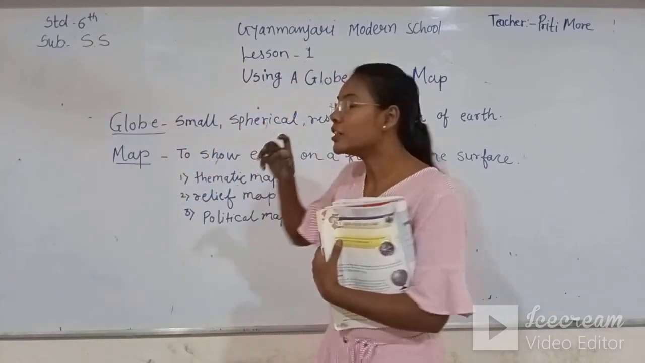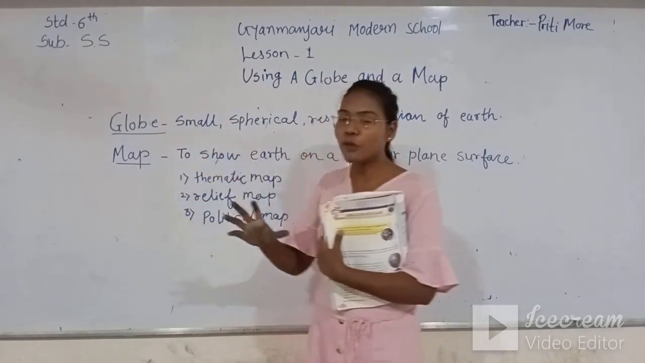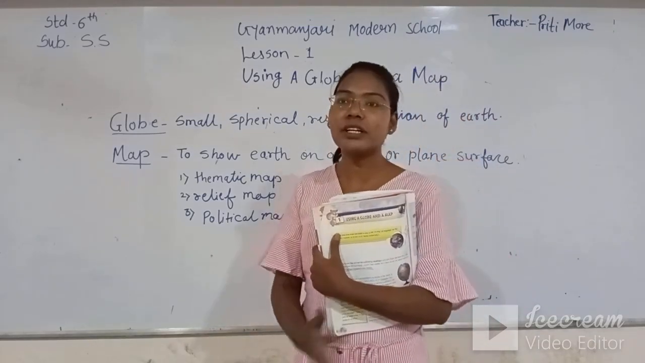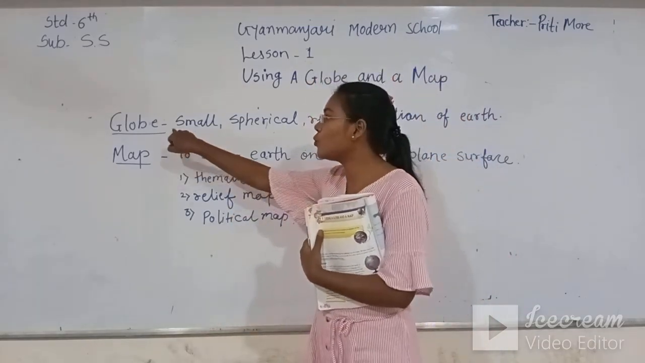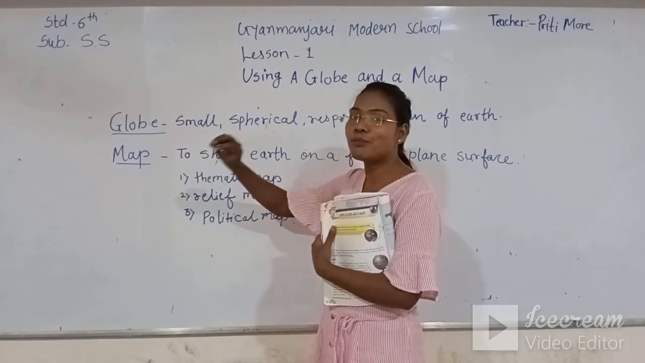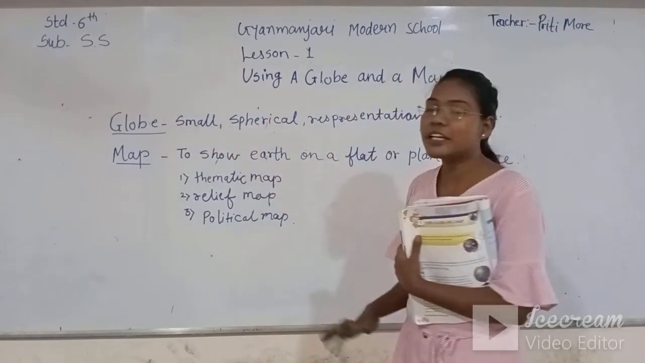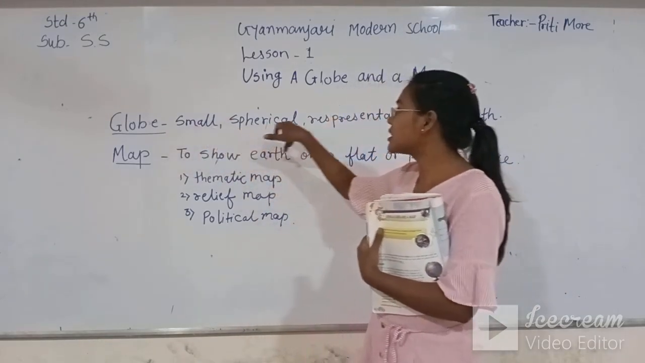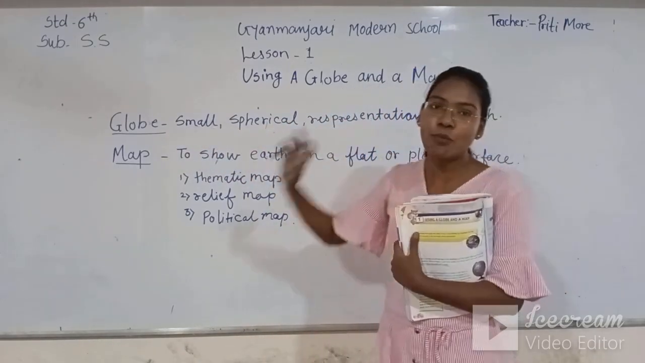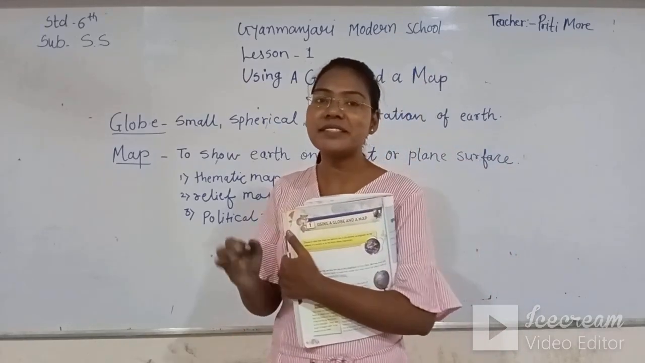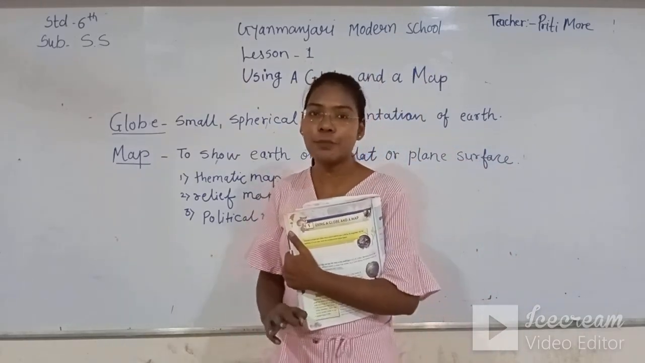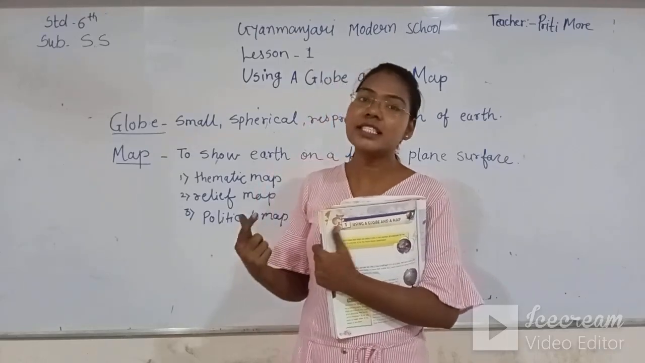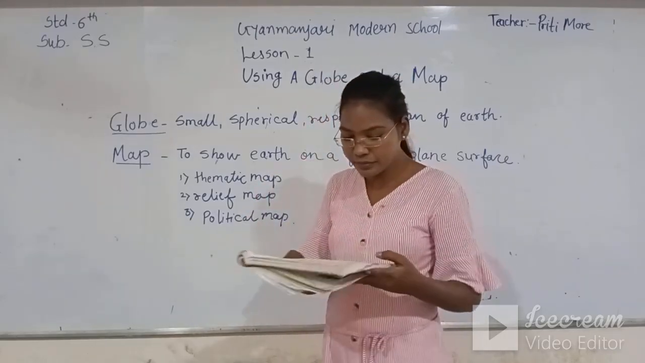It represents the model of the earth, the picture of the earth, the definition of the earth, and the information of the earth very nicely. That is why the globe is the best and most important thing to get information about the earth. So the globe is a small, spherical representation model of the earth, and it is very important to get information about the various continents and oceans.